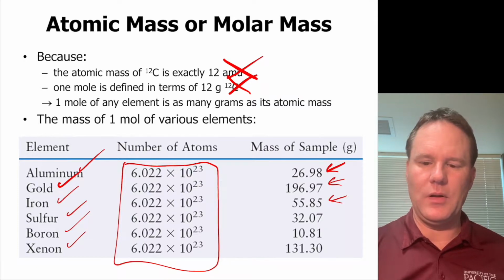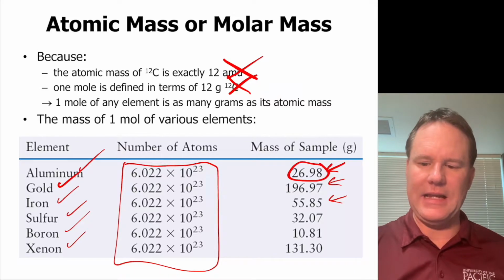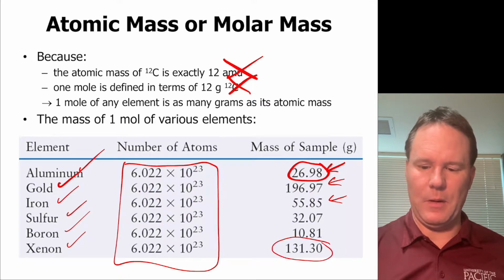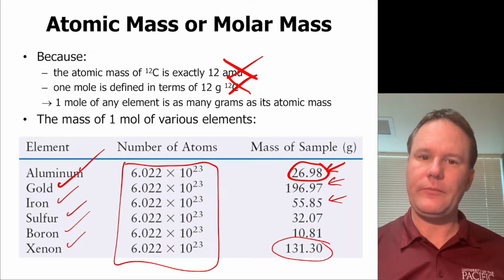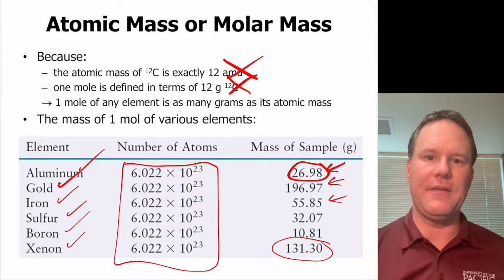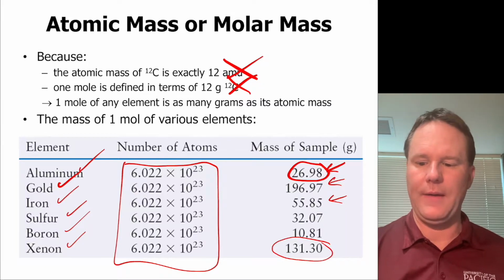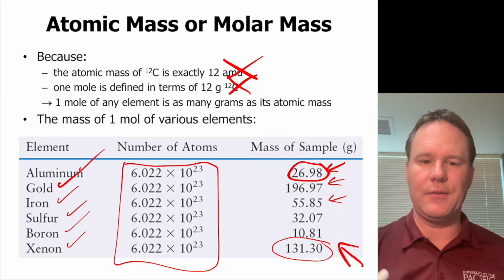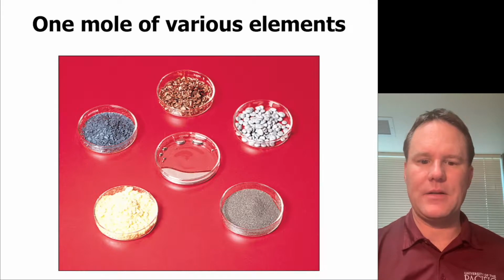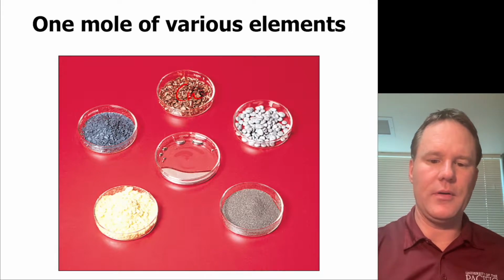So what would be the molar mass of aluminum? It would be 26.98 grams per mole. For xenon, it would be 131.30 grams per mole. So 1 mole of anything will have this many particles, and depending on how heavy those particles are one by one, that would correspond to this many grams. And then this is a pictorial representation of some of the elements. So what do you think they are? This looks very much like copper, right?